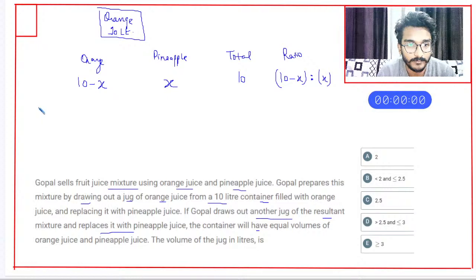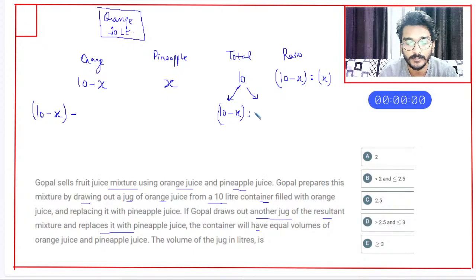Now how can you apply this concept? So this is the initial quantity. How much is being taken out? Now think, we have to divide this total quantity of 10 such that it is divided in the ratio (10 minus x) to x. This is how you divide something in a ratio, isn't it? So if you have to divide this 10 in this ratio, you will say that 10 minus x is for orange with respect to the total.